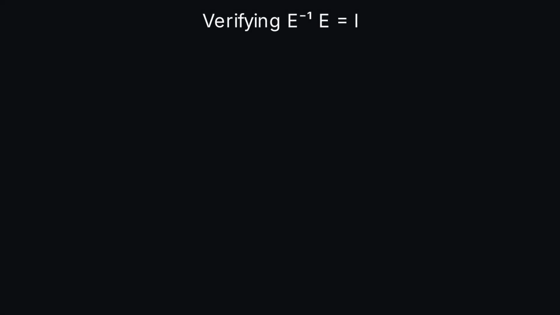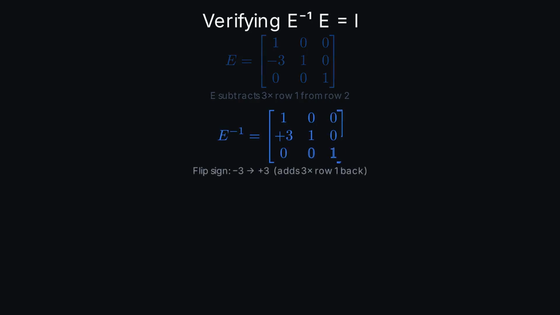The inverse matrix reverses an operation. When you multiply with the original matrix, you get the identity. Since E subtracted 3 times row 1 from row 2, the inverse simply adds it back. So E inverse has plus 3 in the 2, 1 position, giving us the matrix 1, 0, 0 in the first row, 3, 1, 0 in the second row, and 0, 0, 1 in the third row.